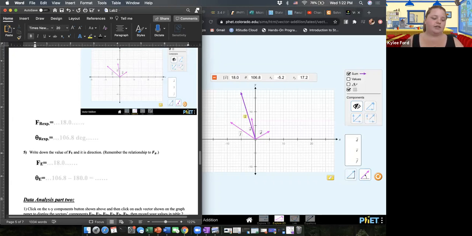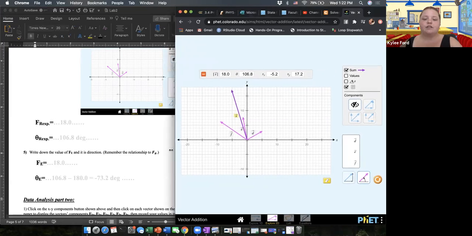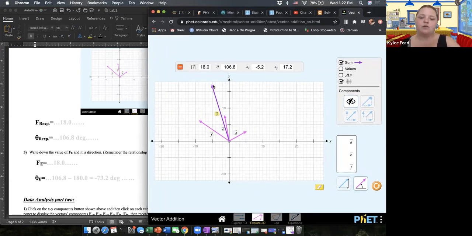That is going to give me a negative 73.2. Okay, and now let's look at the graph to make sure that makes sense. If we're looking at this graph, we see our resultant vector here, right? If we want something exactly opposite, it's going to have to run somewhere this way, right? And a negative 73.2, that negative indicates that we're going clockwise from the x-axis. Okay, so this makes sense.